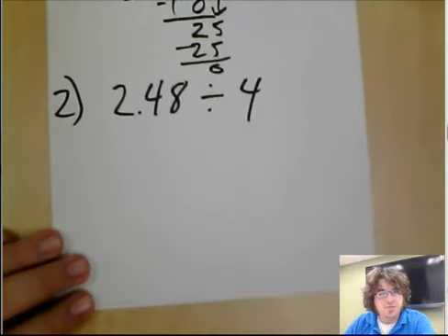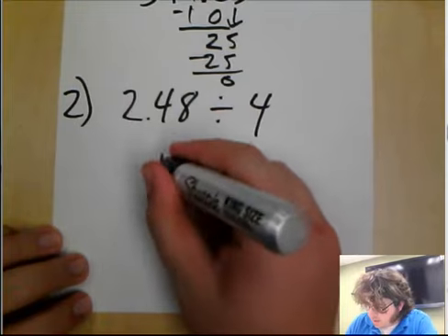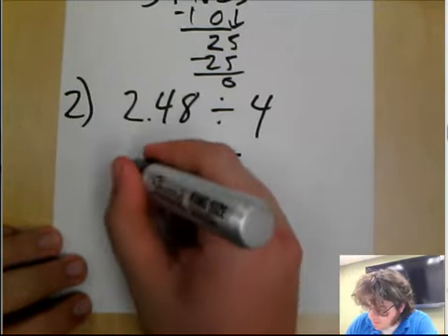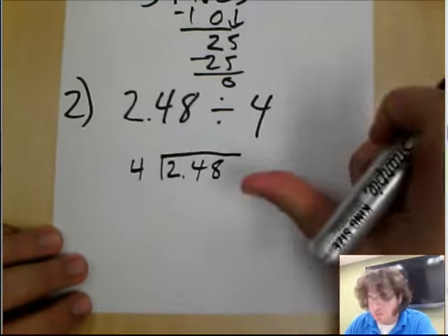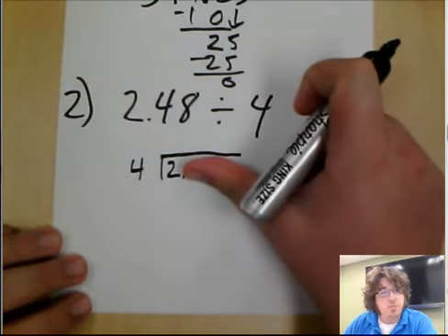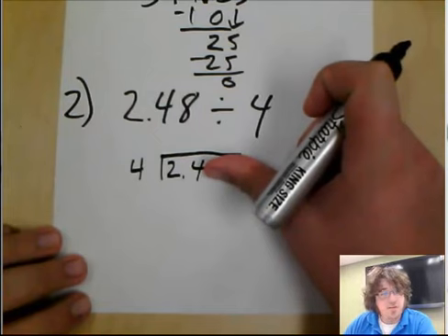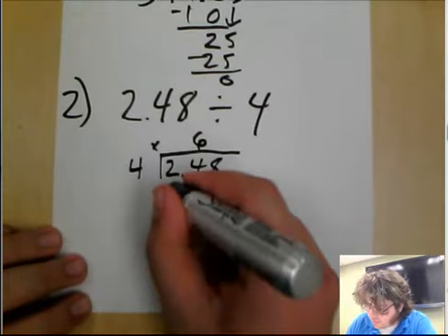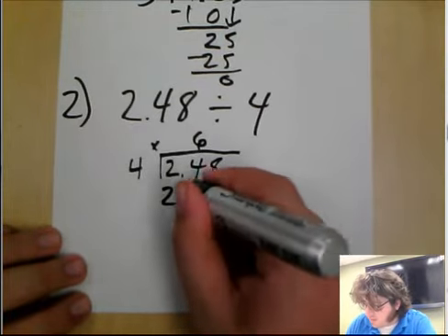Alright, for our next one. Again, first number gets the box. Second number goes out front. Can 4 go into 2? Nope. Can 4 go into 24? Yes. How many times does 4 go into 24? Well, 6. So 6 times 4 gives me 24.